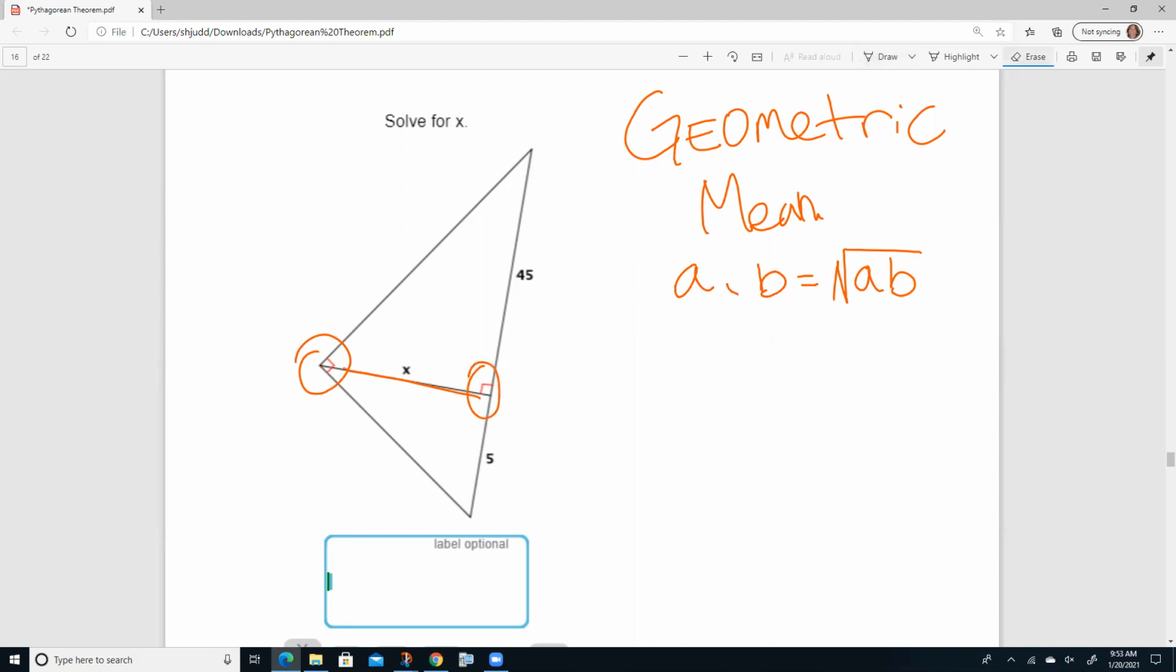Now, whenever you have an altitude on a right triangle, the distance from that vertex that is a right angle to the hypotenuse is actually equal to the geometric mean of your two pieces of your other side. So we know that x is equal to the square root of 45 times 5, which if we plug that into our calculator, we get 15. Cool.